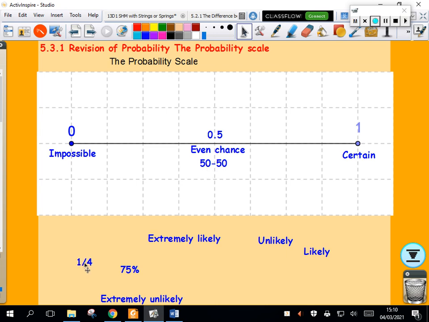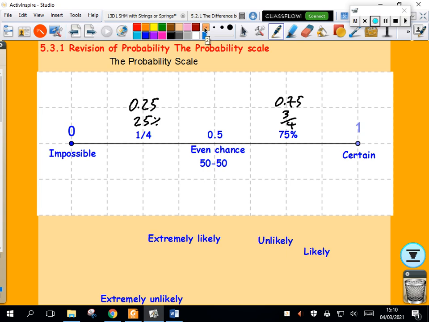A probability of a quarter is exactly halfway between a probability of 0 and a probability of a half. A probability of 75%, well, that's just 3/4, is up there between a half and 1. And again, these are just different ways we can write probabilities. We could write 3/4. We could write 0.75. We could write 75%. We could write 25%. We could write 0.25. There's different ways to say it, but the number is always between 0 and 1. 75% is between 0 and 1.